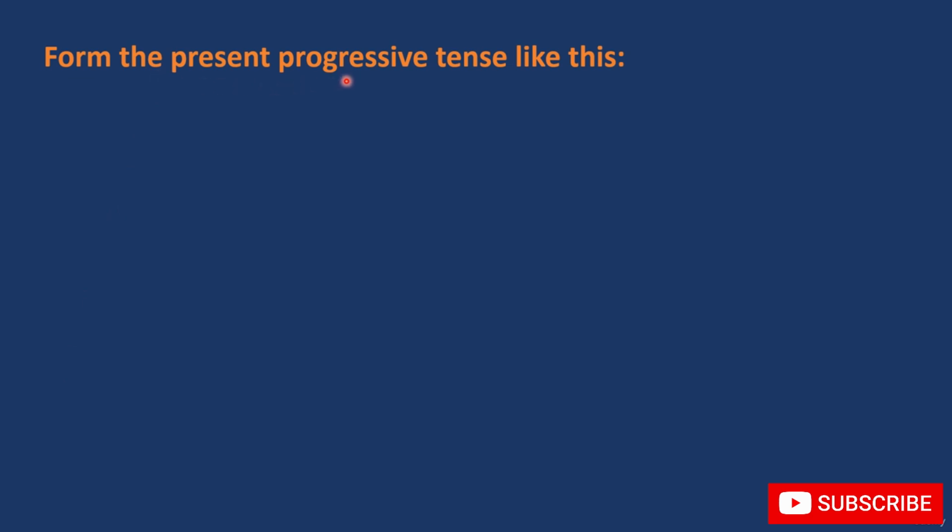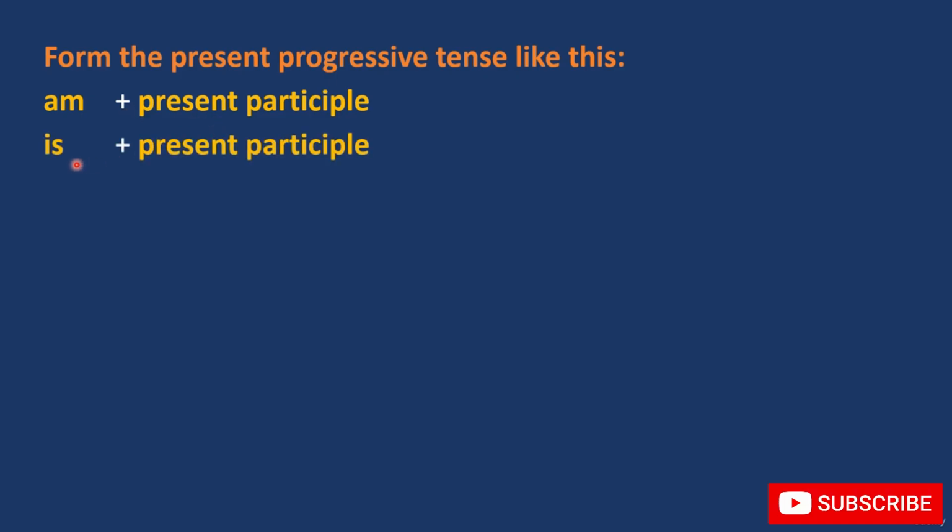Form the present progressive tense like this. Now we are going to know how to form the present progressive. We use am plus present participle, or is plus present participle, or are plus present participle. So again, we use am or is or are plus present participle. And when we say present participle, we mean verb plus ing. So again, am or is or are plus verb ing.